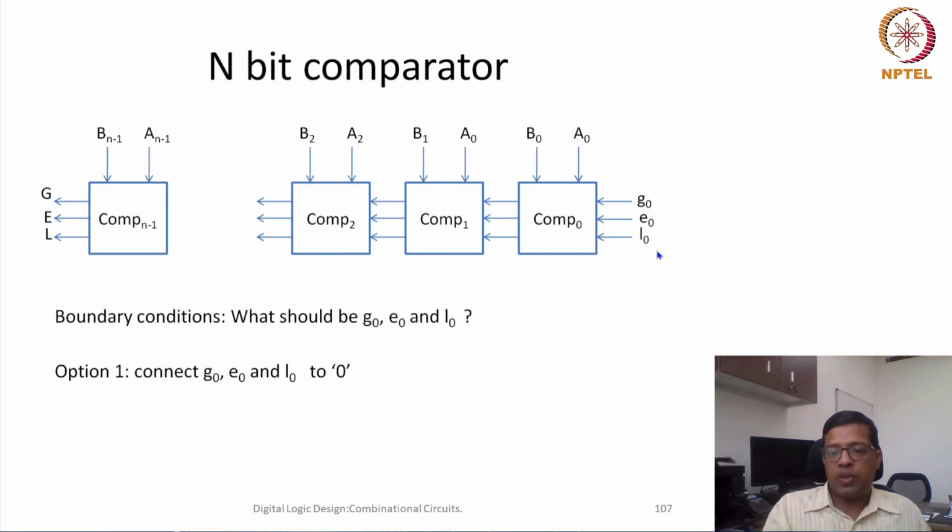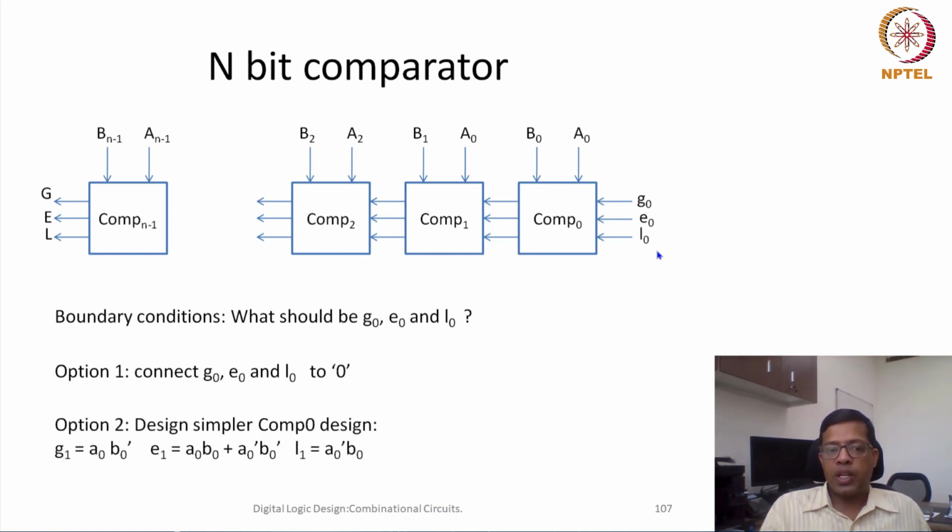If that is so, then we can also simplify our design of comparator 0. Either we can simply assign all of them as 0, or we can simplify the design of comparator 0, the 0th instance of my comparator, by saying that G1, the output of this comparator, is equal to A0 B0 dash, and E1 is equal to A0 B0 plus A0 dash B0 dash, and L1 is equal to A0 dash B0, which means it depends just on the 0th bit of A and B. It doesn't depend on G, E and L. All of them are 0.